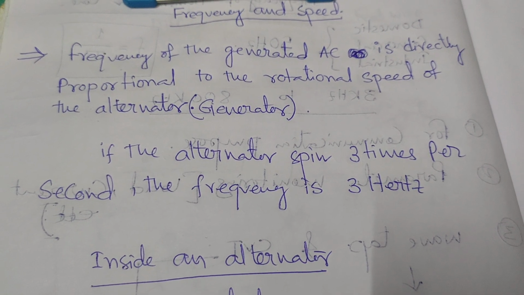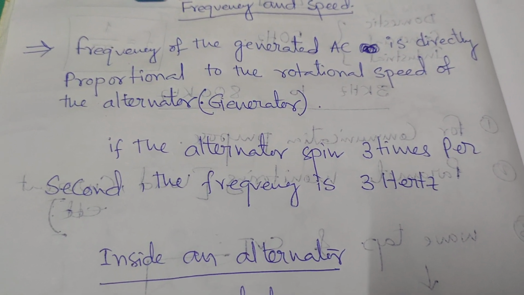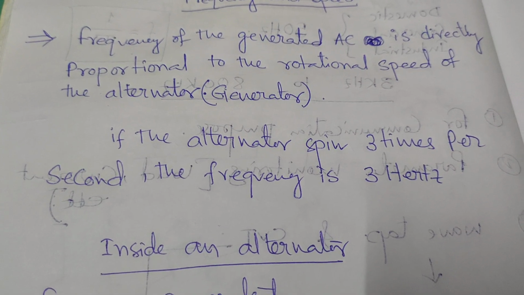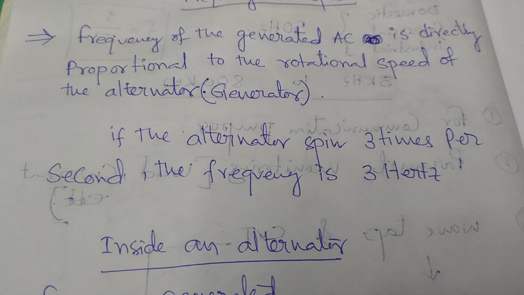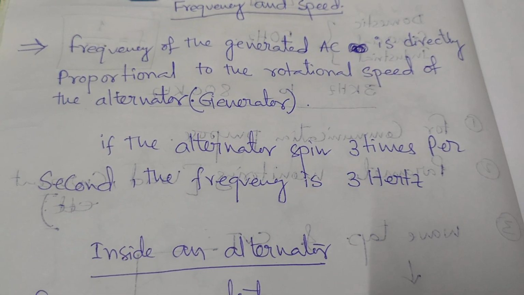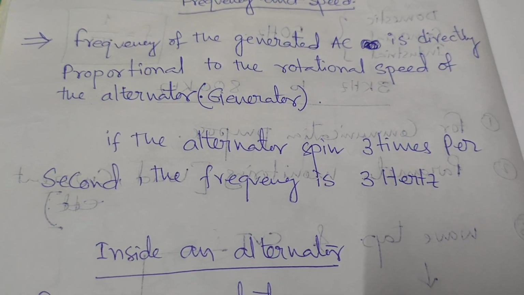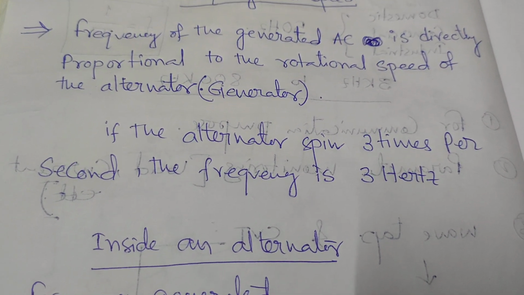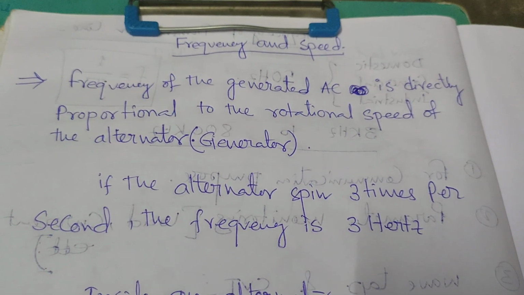A permanent DC source is given to the field coil for energizing the rotor, and this rotor is rotating at some speed. By maintaining the speed, we are getting the frequency. So this is the interconnectivity between the speed and frequency.